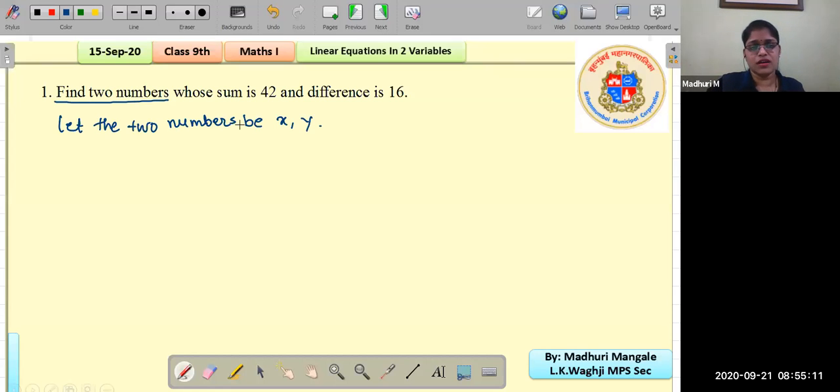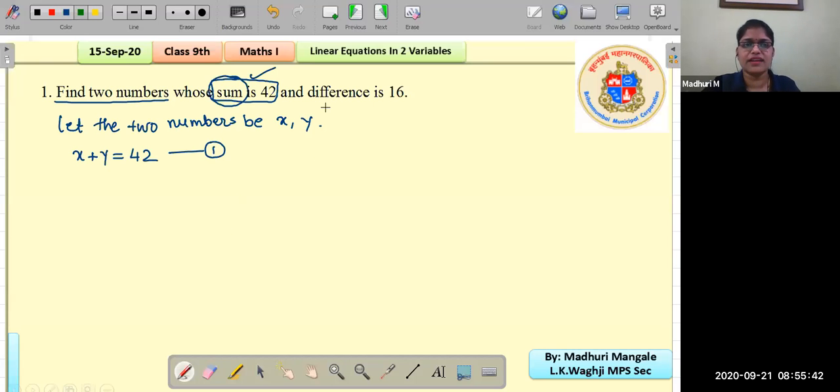The first condition we can see here is sum is 42. So condition 1 says sum of the two numbers x and y is 42. Now what does the word sum mean? Sum means addition. That means when we add x and y, we should get 42. All right, so this is our first equation. Using the first condition, we got first equation, that is x plus y equals 42.